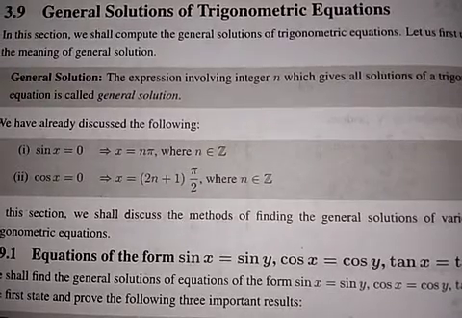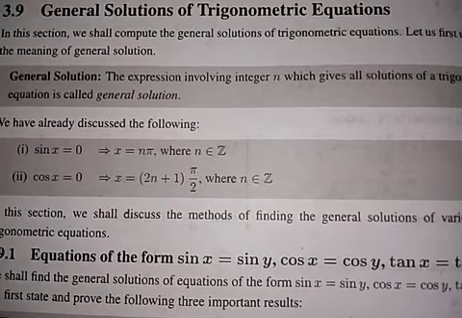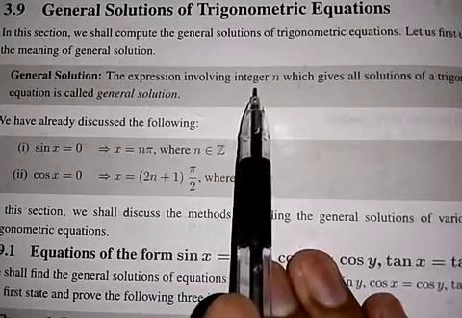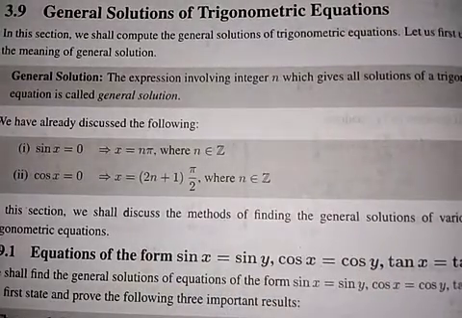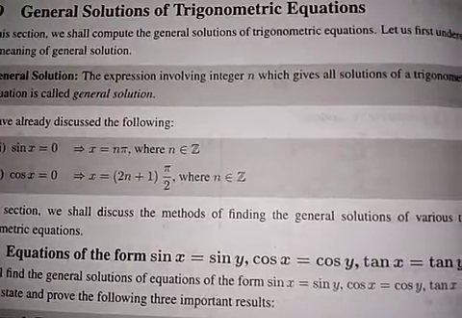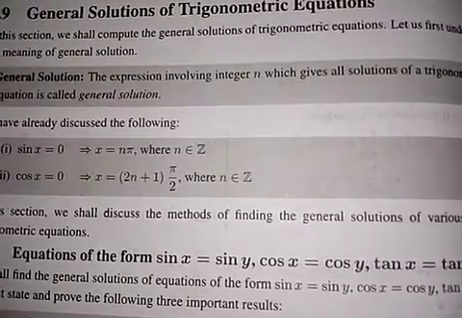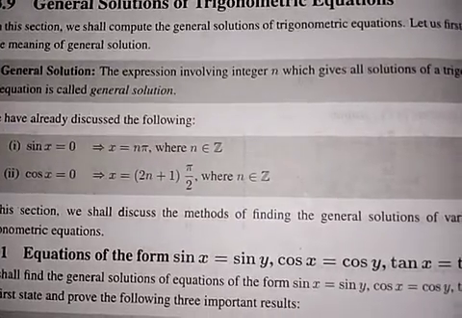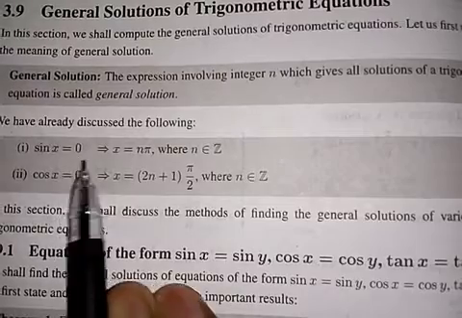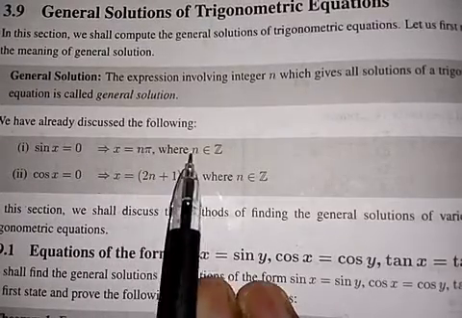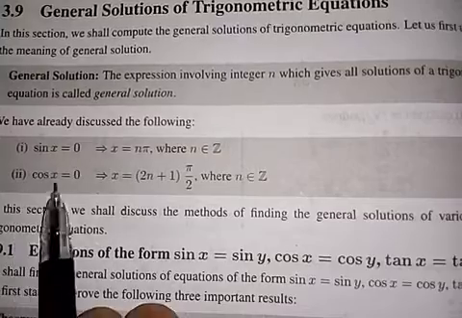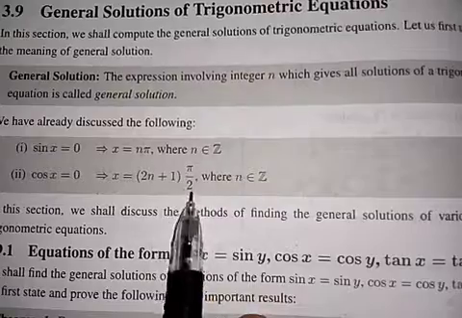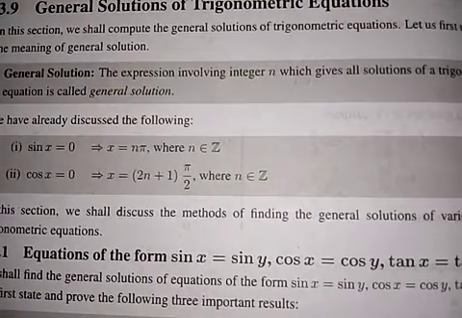Now we will discuss general solution of trigonometric equation. General solution, the expression involving integer n which gives all solution of a trigonometric equation is called general solution. We have already discussed the following, that sin x equal to 0 implies that x equal to n pi where n belongs to z. Cos x equal to 0 implies that x equal to 2n plus 1 into pi by 2 where n belongs to z.